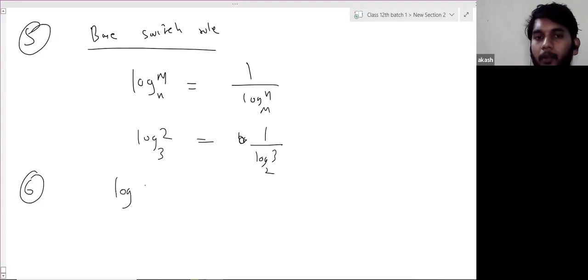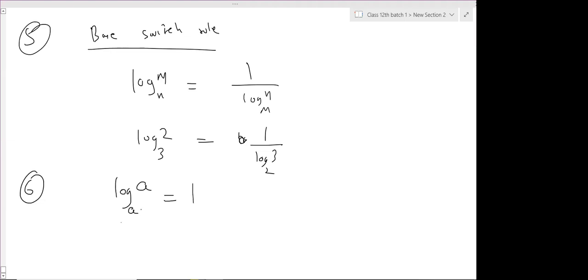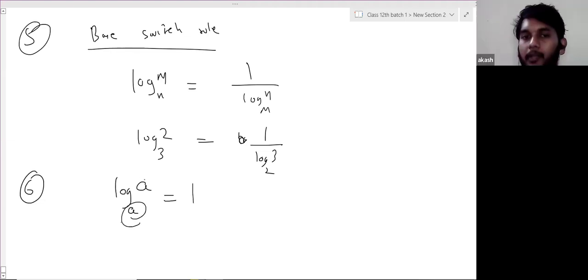Who can tell me what will be log a base a? What is the answer of this? Can anyone tell me? 1. Absolutely right. Because what is the power of a so that we can get a? So a raised to the power 1 will be a. So the answer will be 1. So no matter what, if you find log 10 base 10, that will be 1.